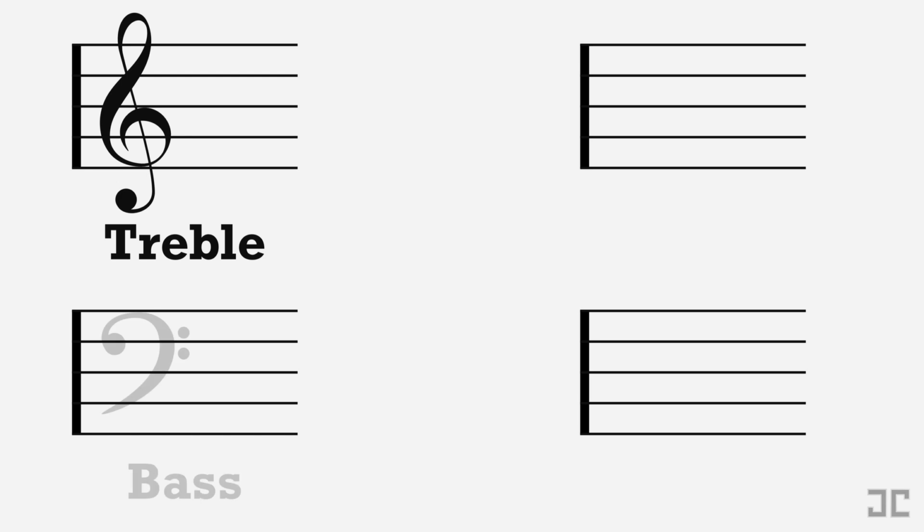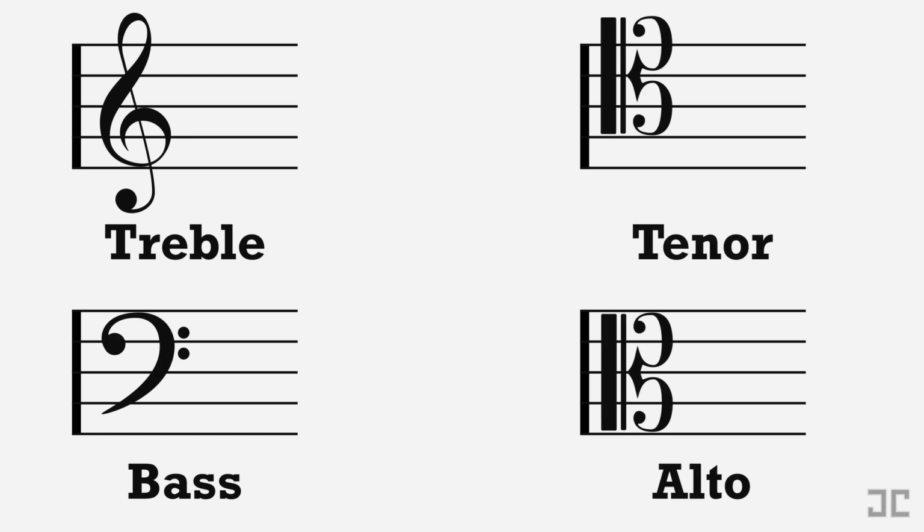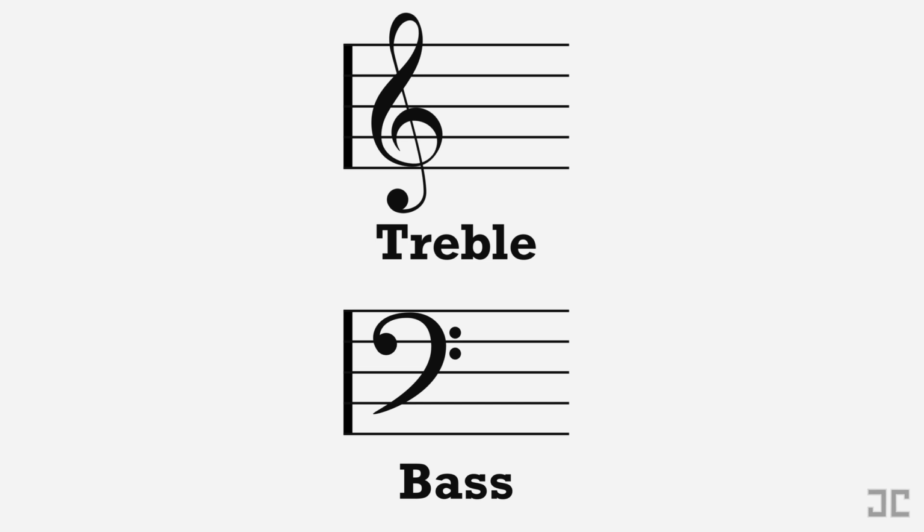We need to know what clef is associated with it. The 4 most common clefs are the treble, bass, alto, and tenor. Notice the alto and tenor are the same symbol, just placed on the staff differently. The clef you use will depend on the instrument you play, but I'll be using the treble and bass clef for most of the examples as they are the most common ones.